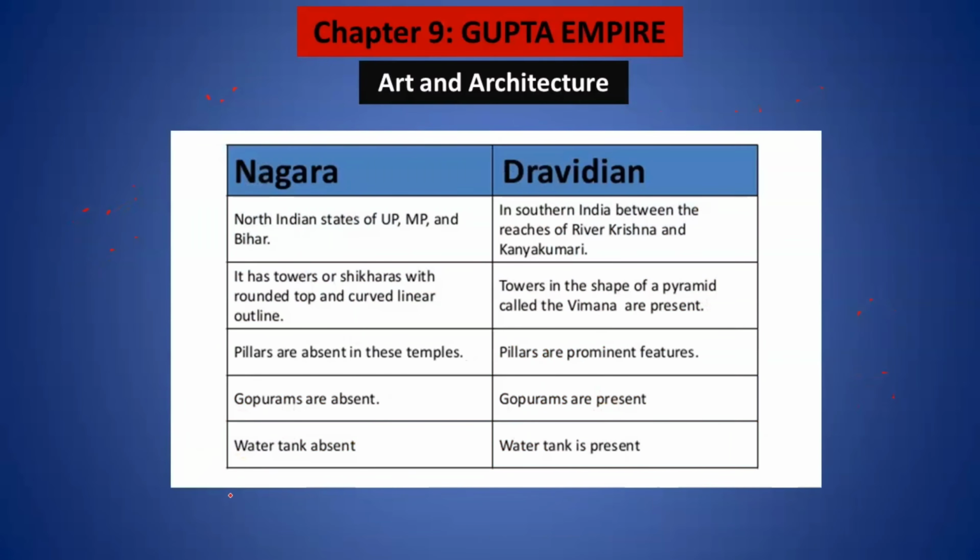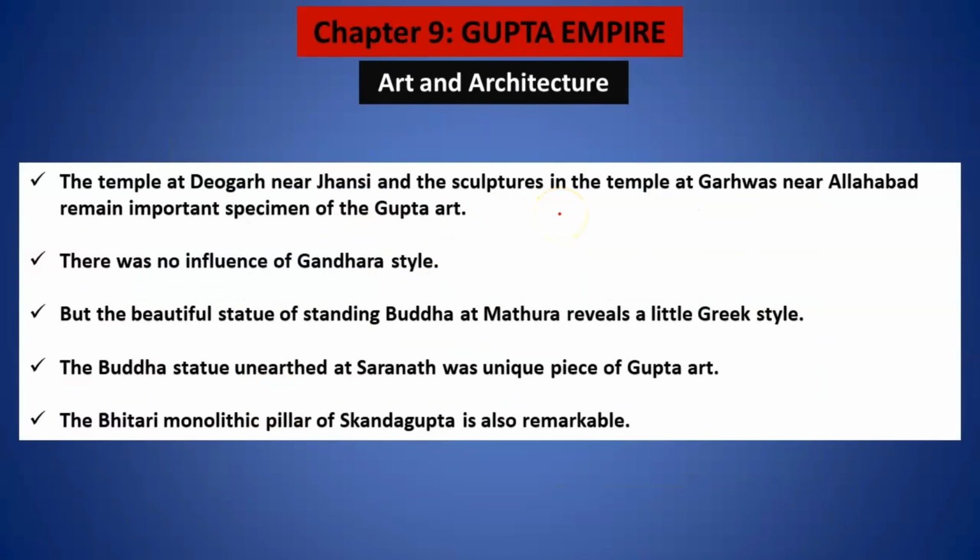For your information, I have made a small table. You can read this. For those of you who do not know, Gopuram means an entrance room. In North India, you directly enter. In South India, there is a room specifically for entrance. And there will be a water tank also present. In North India, a water tank is absent. So you can read this. It's very simple. This is North Indian, this is South Indian. Now, if I talk about the Gupta Empire, there was not much influence of the Gandhara style.